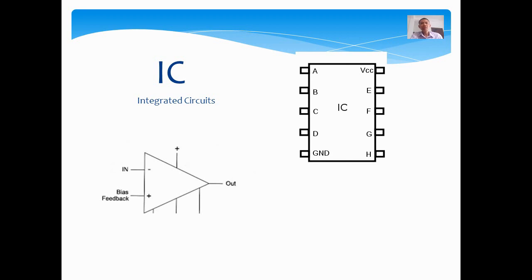Next component is the IC, or integrated circuit. The following are the different schematic symbols for integrated circuits. Any component with three or more terminals, or three or more connections indicated, refers to an integrated circuit.